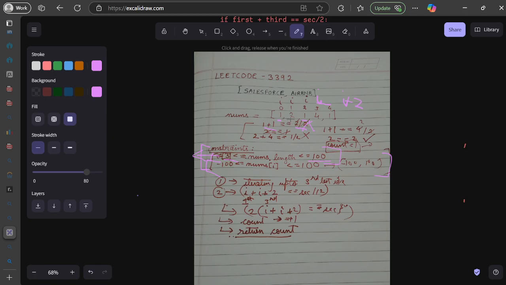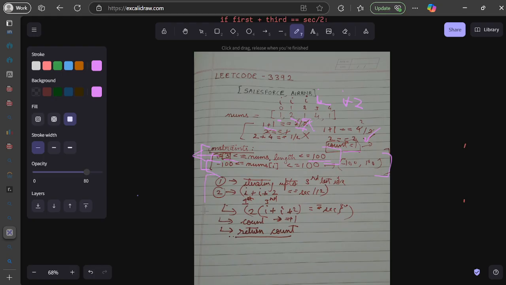So now we are at 2, which is the first index. Now 2 plus 4 is not equal to 1 divided by 2. So again we would move here. 1 plus 1 is equal to 4 divided by 2. So our count would increment by 1 and we would return this 1 as our loop has ended here.